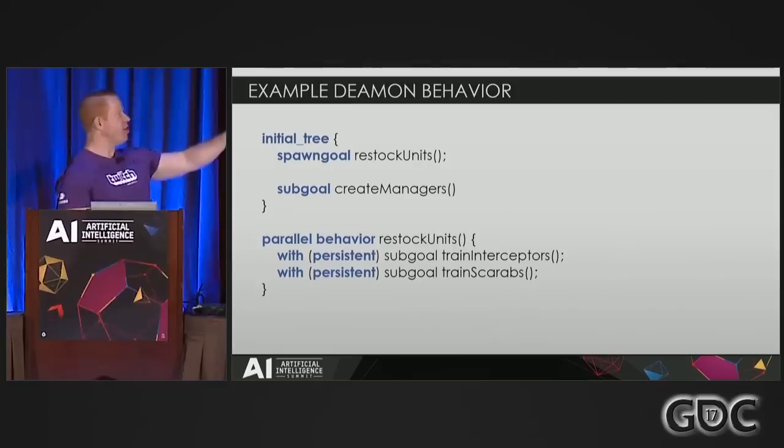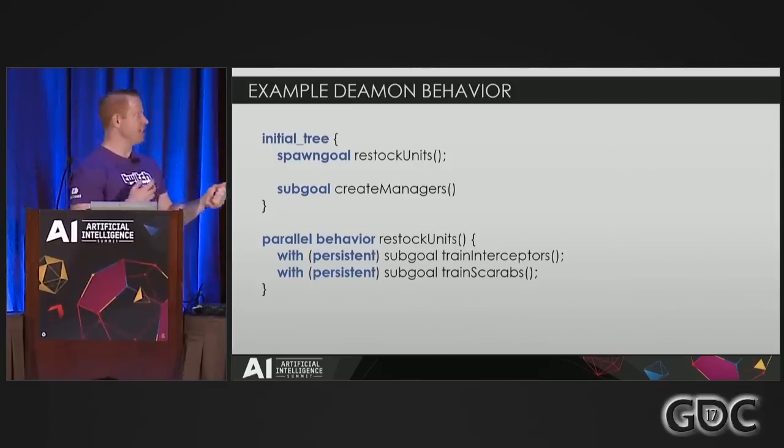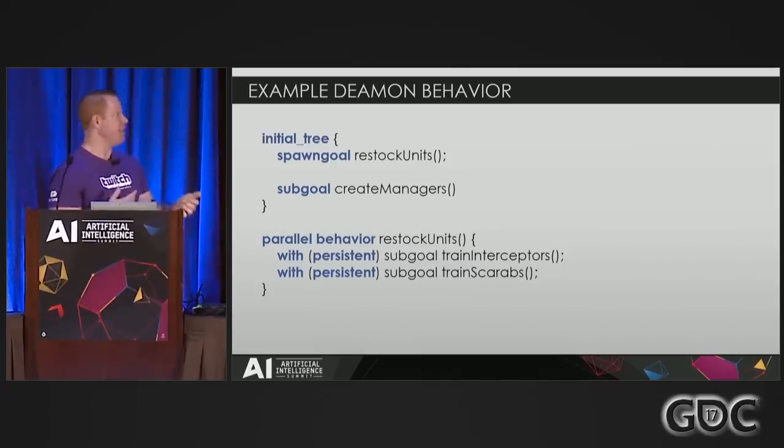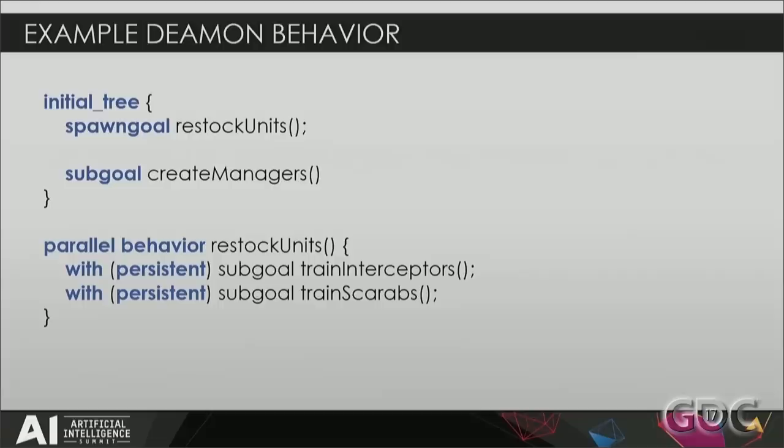So here's some Able code. Able is translated to Java code and then compiled into byte code for runtime. So it's not a data structure or a tree. It's actually a language that gets compiled, which has some side effects, but it was what I used at the time. First, there are two behaviors in this example. There's initial tree, which is the root behavior, which is parallel. And then there's a second behavior called restock units, which is another parallel behavior. Each of these has two steps.